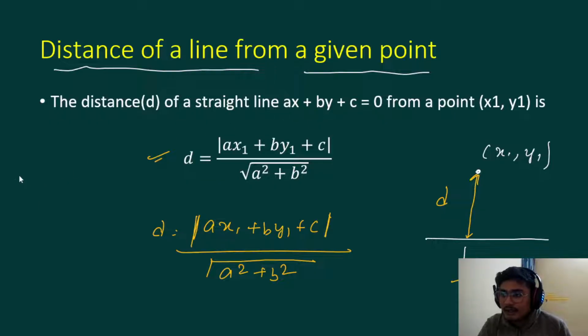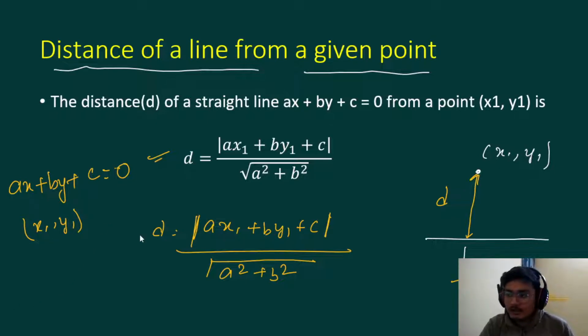Here ax plus by plus c equals 0 is our equation of line, and x1 comma y1 is our point. So what we do is put the point x1, y1 in this line, take the mod of that, and divide it by the square root of a square plus b square.